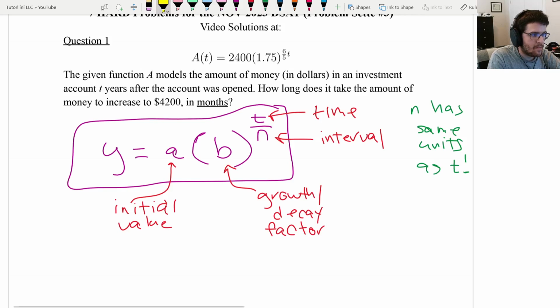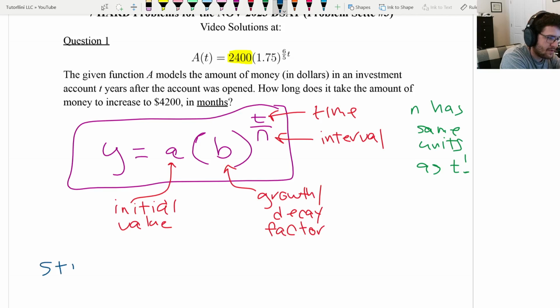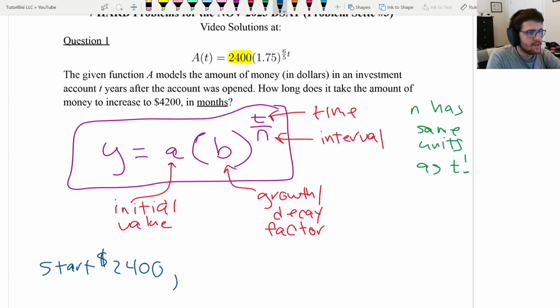So I see 2,400 and I'm going to go, okay, we're starting with $2,400. That's our initial value. This part here, they don't ask us about this, but this should ring a bell to you. This b tells you you're multiplying by 1.75.